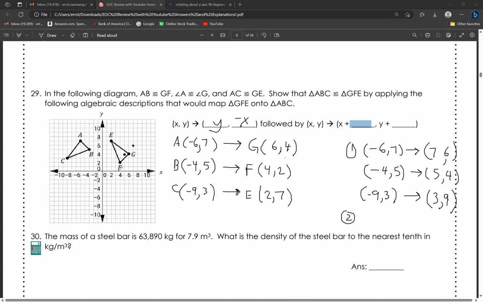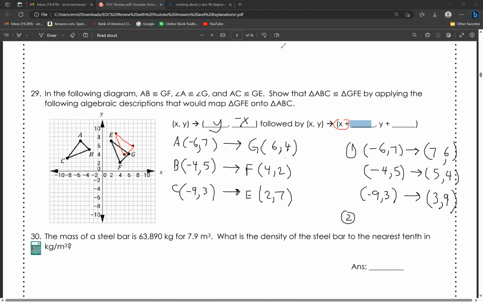And 3, 9. 3, 9 is right here. Okay, so how does this triangle in red become the black triangle that's just beneath it? It's brought down a little. It's brought down how much? We're going to talk about the X direction first. How much is this point moved left or right to become the new point?